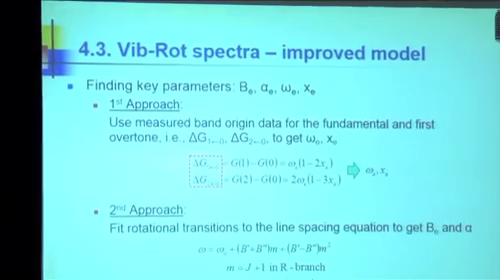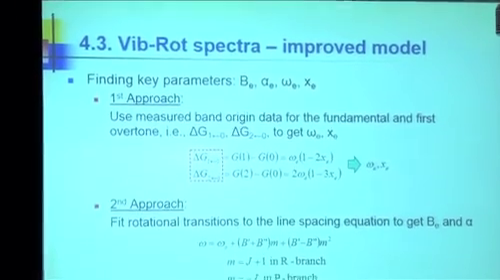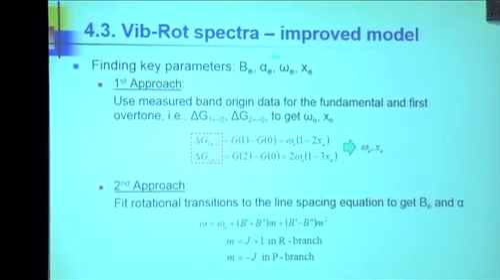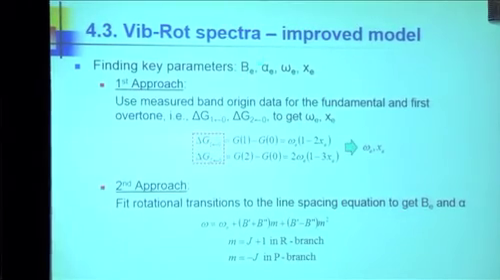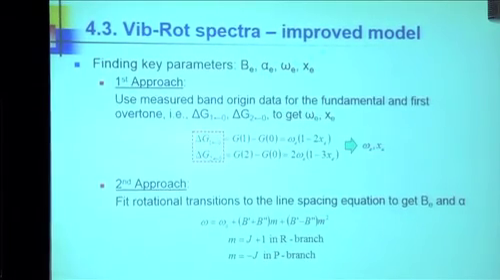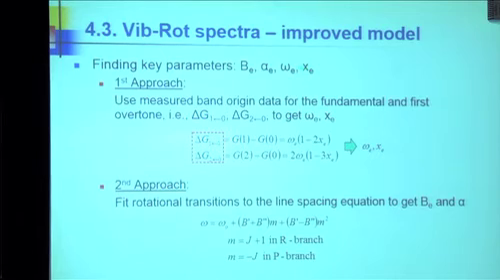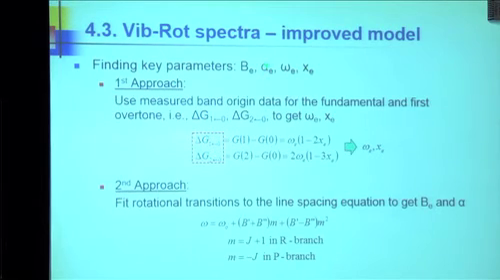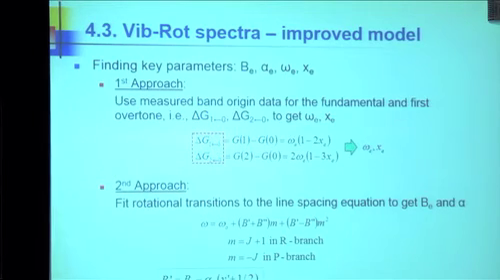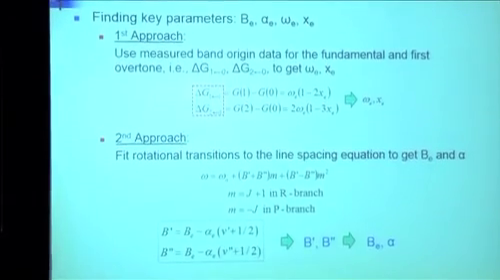Okay, so I just want to show you how we do this in the lab. These are the 4 parameters in the spectrum: B, alpha, omega, and X. That's the harmonic correction, the distortion for vibration. There are 2 approaches. You measure the spectrum and just fit it. But there are a couple of other approaches. I'm going to show you one example here.